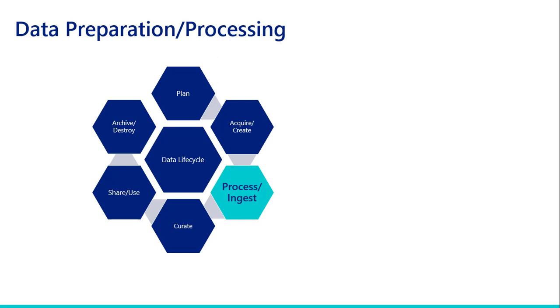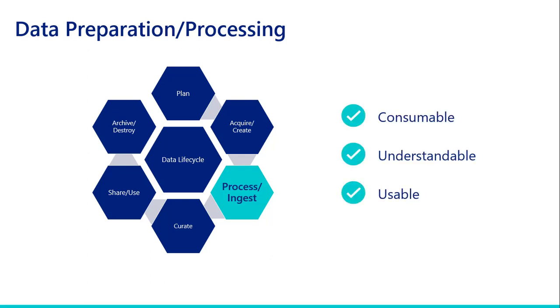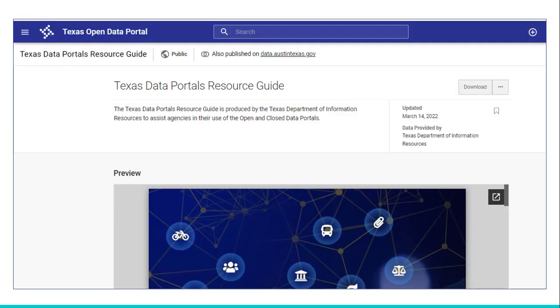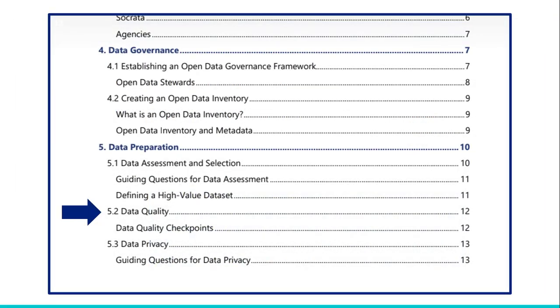Data preparation, which is also known as processing or ingesting, is an essential part of the data lifecycle and in publishing on the ODP. This step ensures that the data is ready to be uploaded and will be easily consumable, understandable, and usable. The Texas Data Portals Resource Guide is available on the ODP, and I do want to call attention to Section 5.2 on data quality. This section provides a list of data quality checkpoints to use when preparing your data.